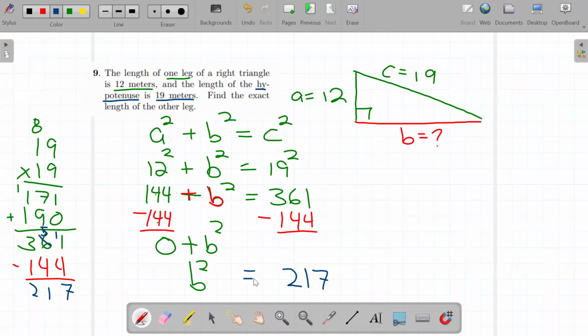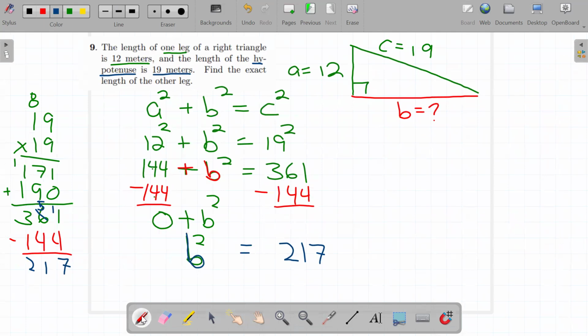Okay, so we think the square of b is 217. So that tells us that b should be the square root of 217. All right, I don't recognize 217 as the square of a number I know, like 144, I recognize as 12 times 12. So the next thing I should do is ask my calculator to see if that can be simplified, but not rounded, because it wants an exact answer here.